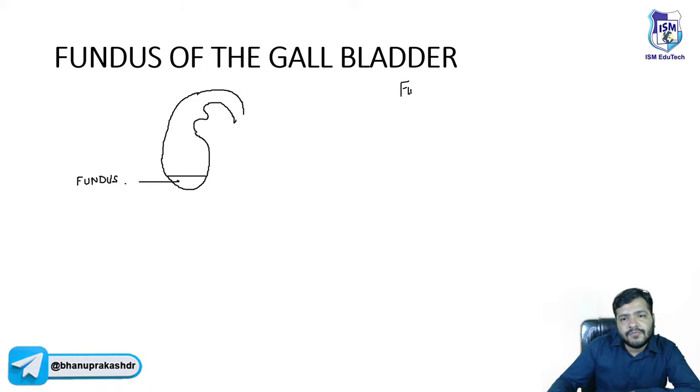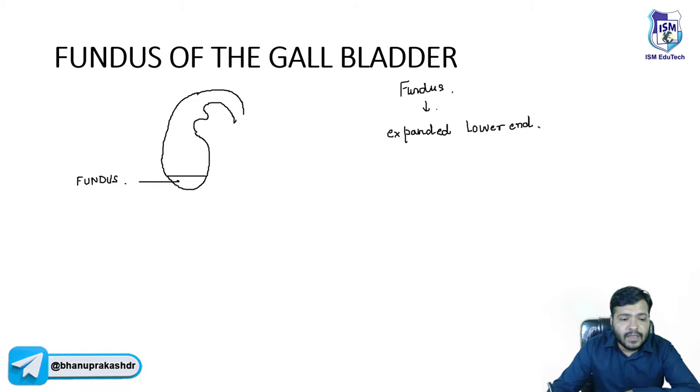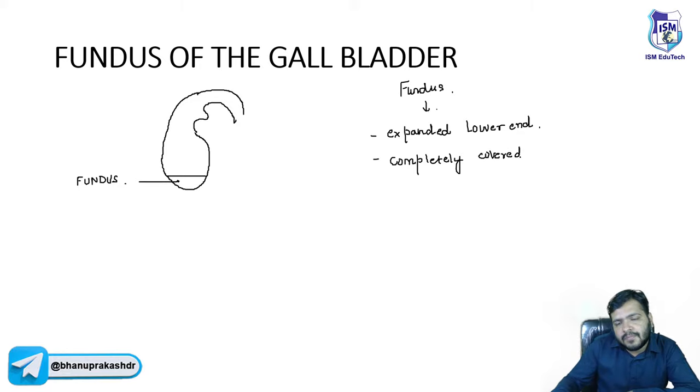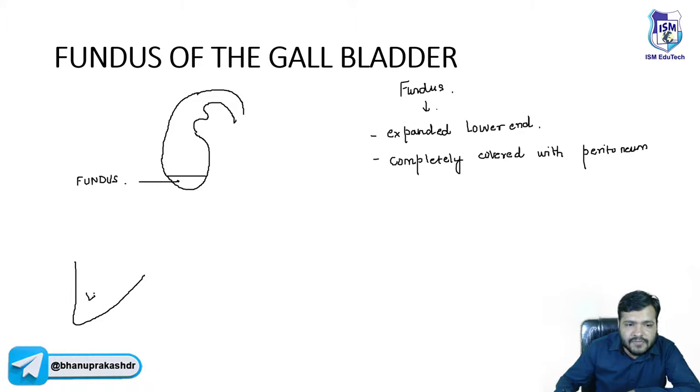Now, you already know the fundus. It is the expanded lower end of the gallbladder. This fundus is completely covered with peritoneum. When I say completely covered with peritoneum, I want to show you this picture. Suppose this is the liver, and this is the inferior surface of the liver. I'm drawing half of the liver here just to show a section.